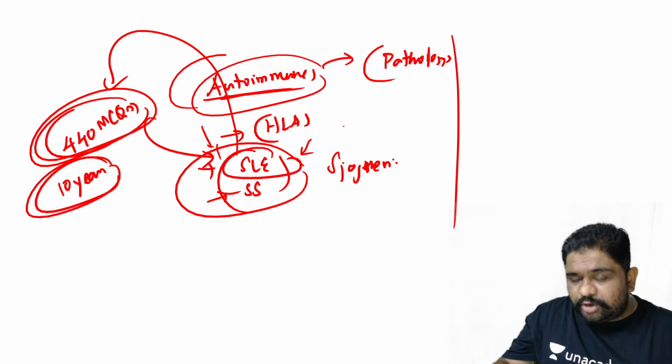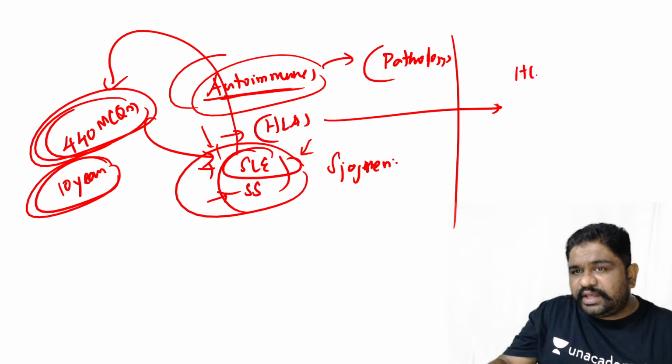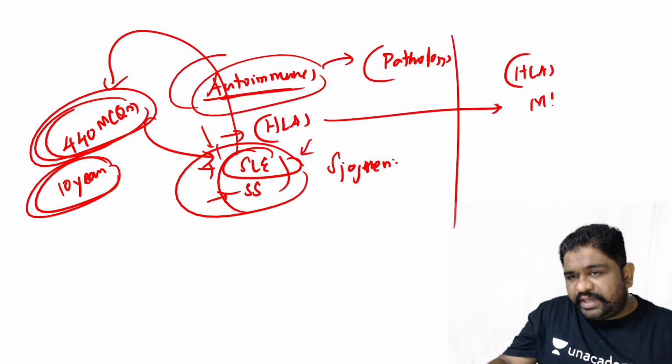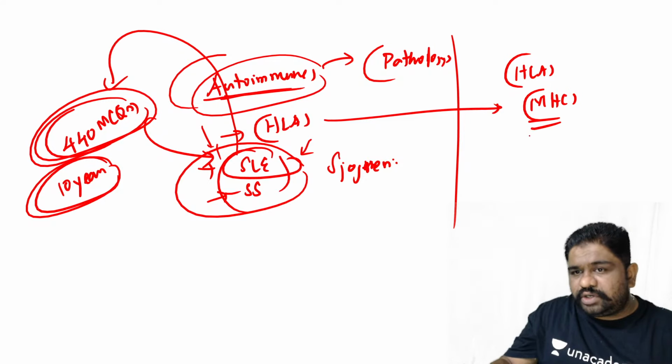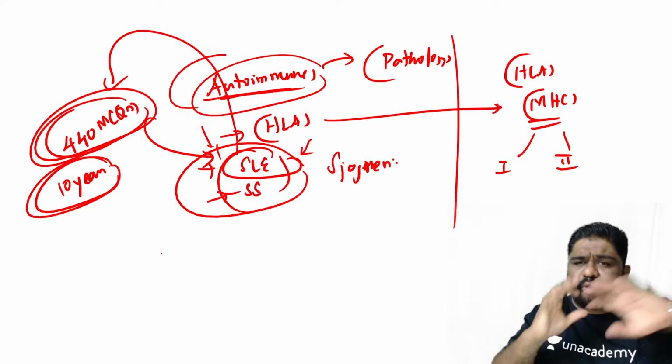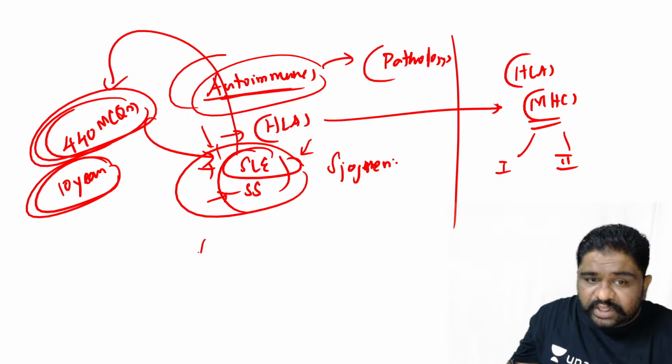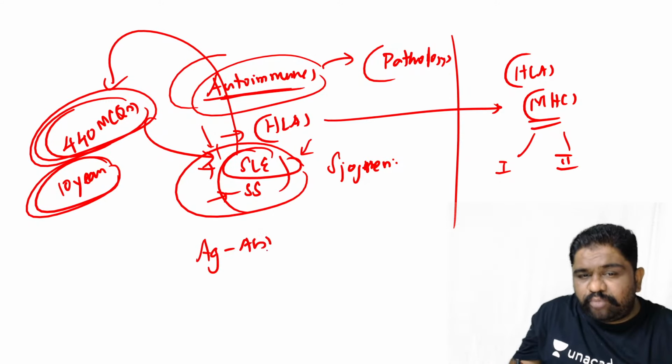Apart from that, what are the other things you have to know in immunology? You have to know about HLA antigens, MHC, and then you focus on the types of MHC 1 and 2. Then the most common questions raised would be about antigen antibody reactions. You have to know what is an agglutination, what is a precipitation, what is a passive agglutination reaction, what is an active agglutination reaction. How can you convert a precipitation reaction into agglutination reaction?